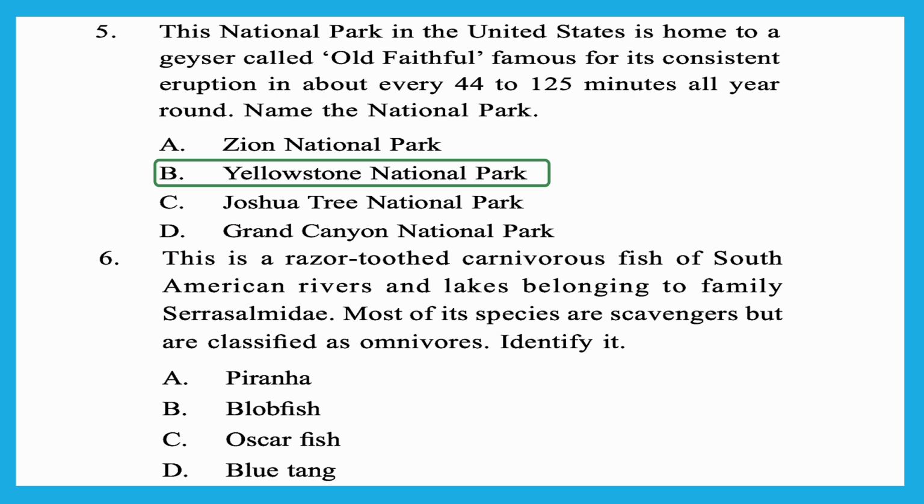Question 6. This is a razor-toothed carnivorous fish of South American rivers and lakes belonging to family Serrasalmidae. Most of these species are scavengers but are classified as omnivorous. Identify it. The right answer here is piranha.